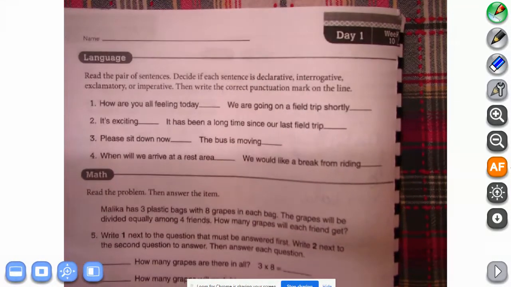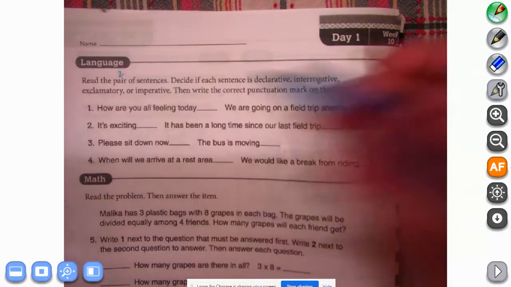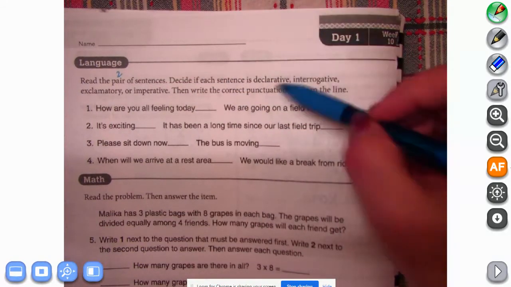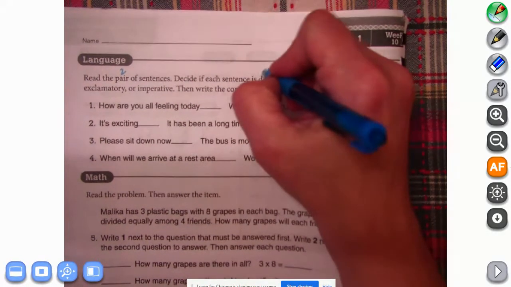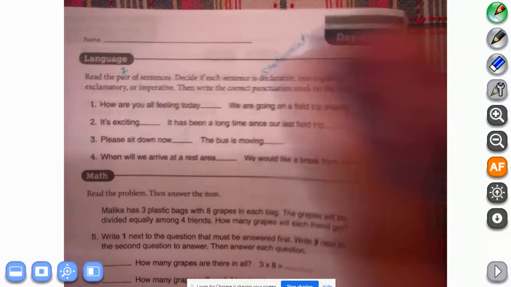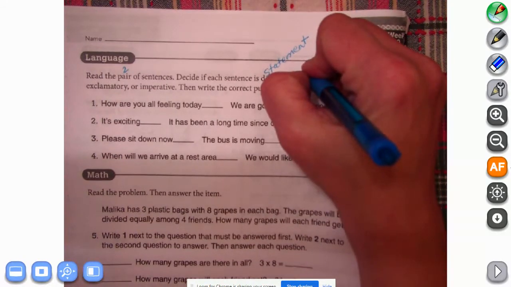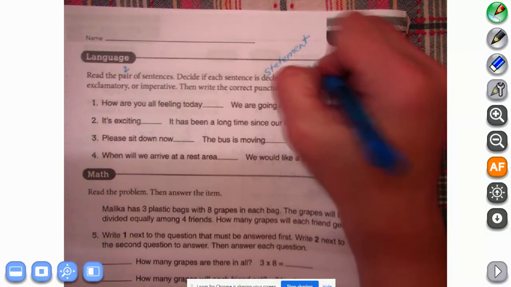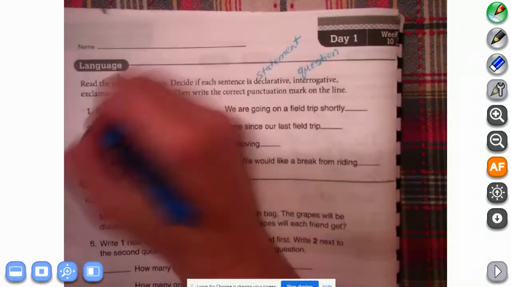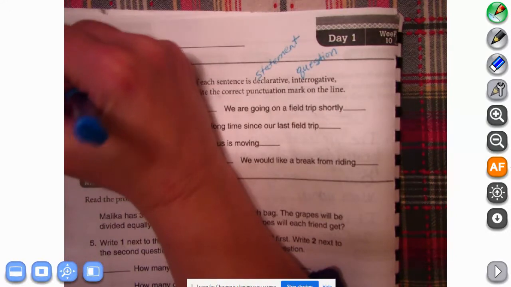It says read the pair of sentences. Pair means two. Read the two pair of sentences. Decide if each sentence is declarative, meaning it's just a statement, like the ice cream is cold. Interrogative is a question. Would you like some ice cream? Exclamatory is excited. Yes, I want some ice cream!